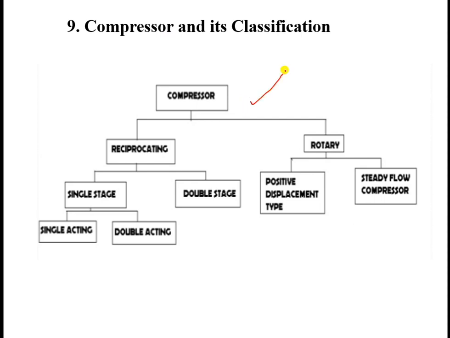It is nothing but a power absorbing device which can be run with the help of a prime mover like an internal combustion engine, that is, an IC engine. Second, it can be run with the help of an electric motor. Another option is steam engines, which were used in the earlier era, and a generator can also be used for running it.